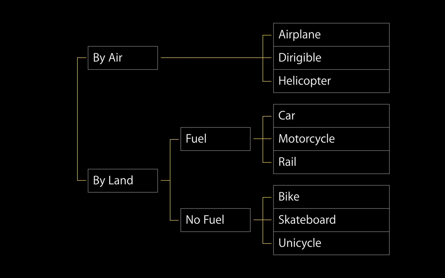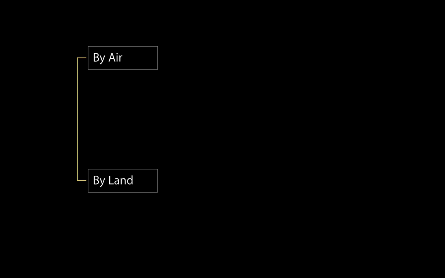Unless, that is, you use category names that aren't logical or not meaningful. So in this situation, if you're reading the slide, we are picking a mode of transportation for getting from one place to another. And if we're doing that, the first choice we have is, do you want to go by air or do you want to go by land?